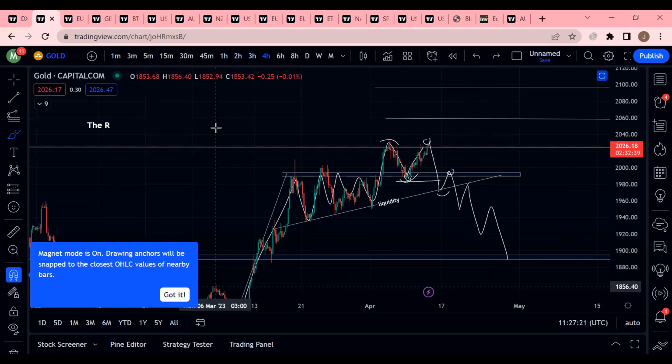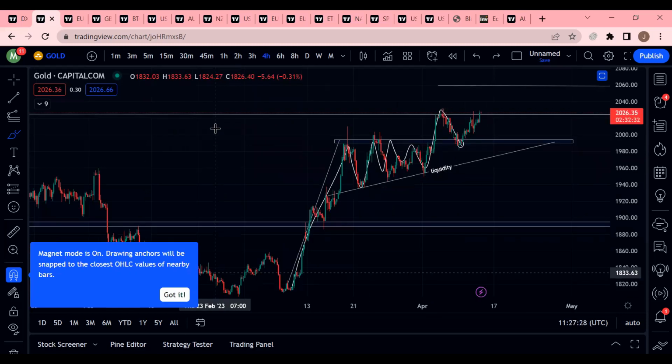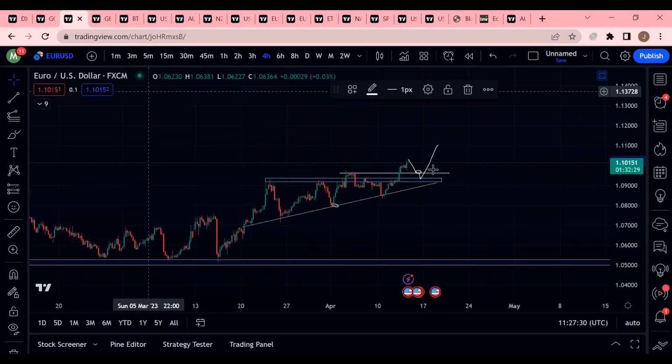So let me leave that and go to this is gold. So I'll leave that and go to probably Euro. Have I done Euro USD? Let me check Euro USD. Okay, I've given Euro USD.